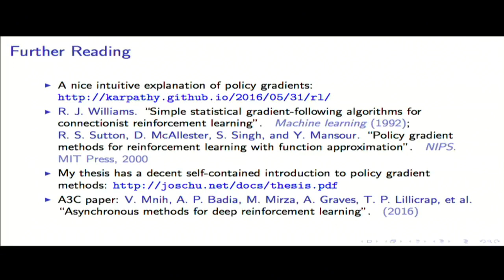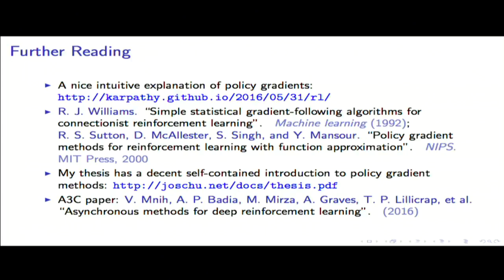This was also another paper that had some nice analysis of policy gradient methods in the reinforcement learning setting, from Sutton and colleagues. My thesis also has an introduction to policy gradient methods. So if you want to see the derivation with all of the manipulation of expectations, you can find it there.